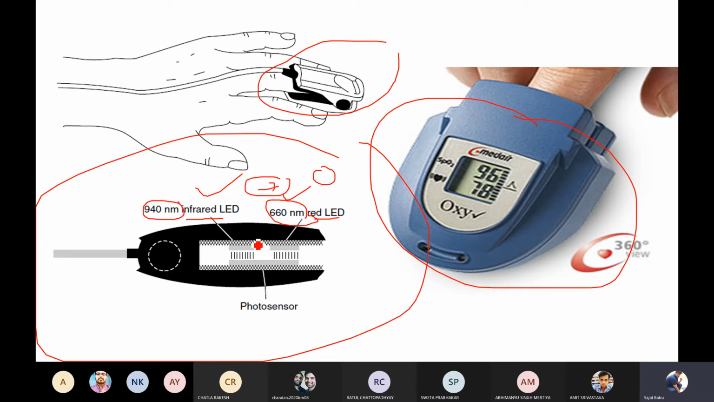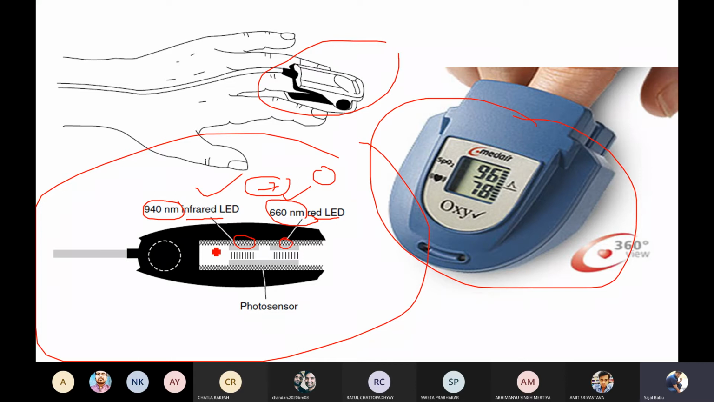In the pulse oximeter I am going to place two LEDs, one LED of 940 nanometer wavelength and one LED of 660 nanometers. That means one will emit the infrared light and the other will emit the red light. If you practically open the clip of this pulse oximeter and look inside, you can only see the red light. You are not able to see the infrared light because it is not visible to our naked eye, right?